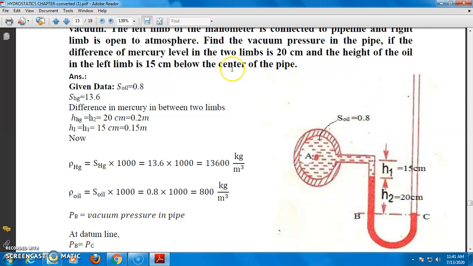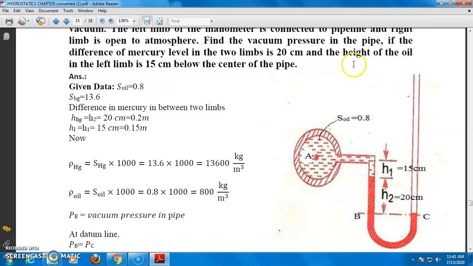And the height of the oil in the left limb is 15 centimeter below the center of the pipe. This is your left limb. This is the center of the pipe, and from here 15 centimeter below. So H1 is equal to 15 centimeter.